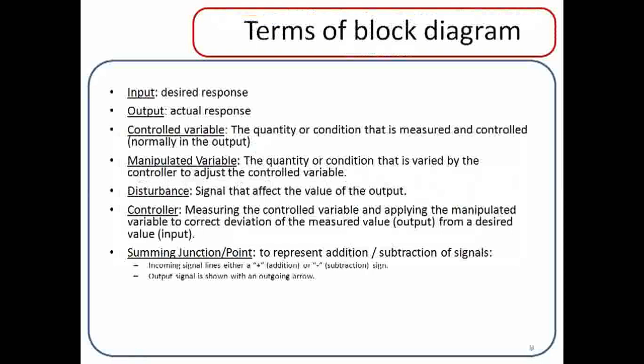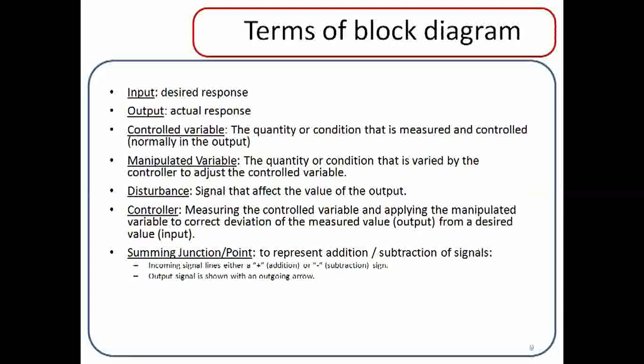Here we'll have a brief look at this. Whatever we have discussed has been on a theoretical basis. Input is nothing but the desired response, and output is the actual response. Control variables are the conditions that are measured and controlled, normally in the output. Manipulated variable means the compensation activities that exist over there. And disturbances are signals that may affect the value of output. If there are environmental impacts on that machinery, there will nominally be small, minute errors.